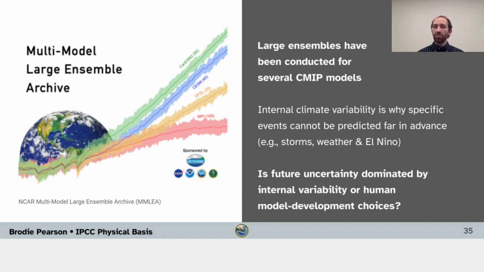And these large ensembles can allow us to look at the internal climate variability, and that's where you're going to look in this next tutorial at how much the future uncertainty in projections is dominated by internal variability versus human model development choices.